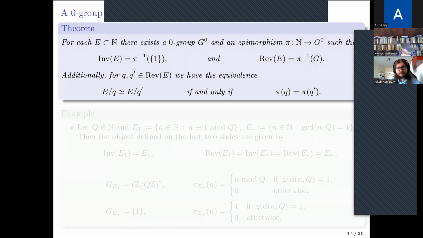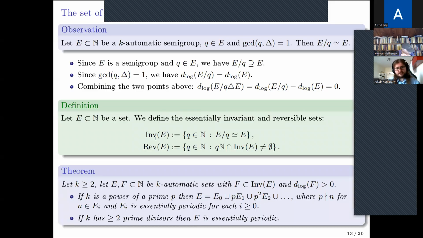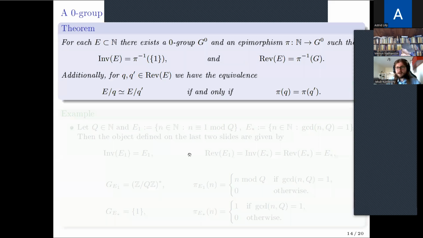Now, the reason why it's good to look at those sets in inf and ref is that they allow us to construct a multiplicative sequence which somehow encodes the multiplicative invariance of our set E. Namely, we show that there exists a group G together with an epimorphism, or a multiplicative sequence, if you will, such that inf E is exactly the pre-image of 1, ref E is exactly the pre-image of G.